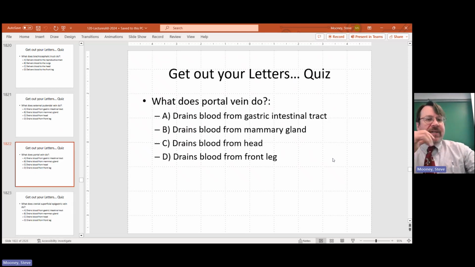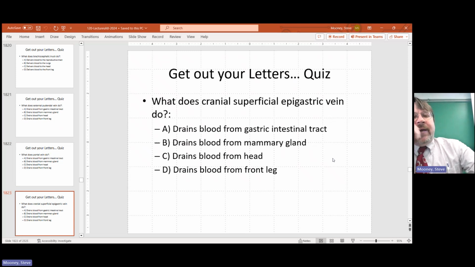Portal vein. What does that do? Portal vein. Where did we say that was today? We talked about it in acidosis. It's going to drain the GI tract. So that'd be A.